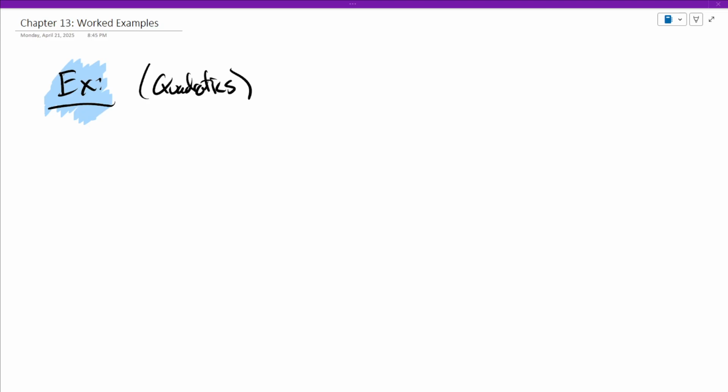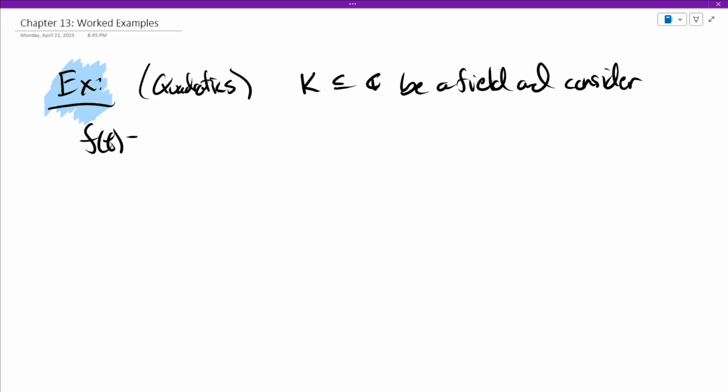Okay, so our last chapter for this course will be a bunch of examples. The first example we're going to consider is a family of examples where we add a root of a quadratic. So let's let k be a field, and we're going to consider the polynomial f of t is t squared minus q in k adjoin t. All that means is that q is in k.